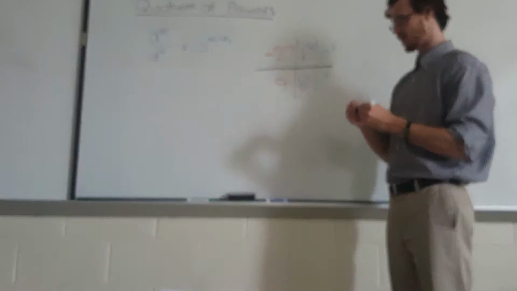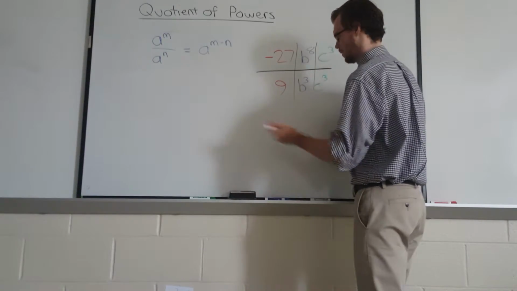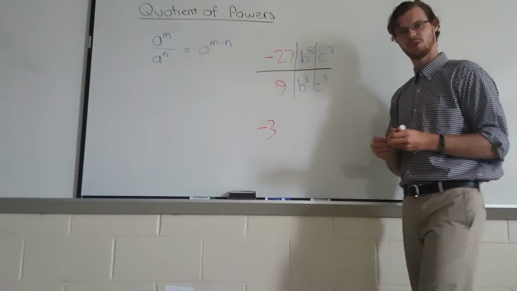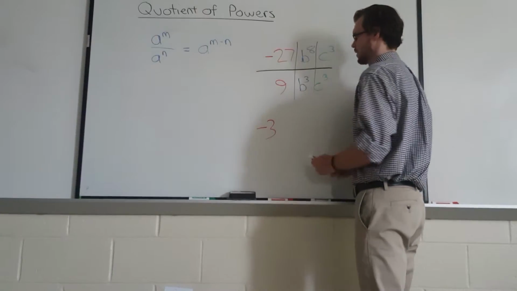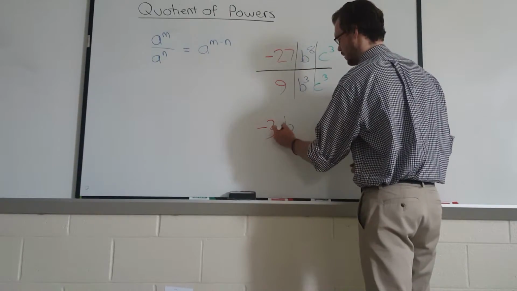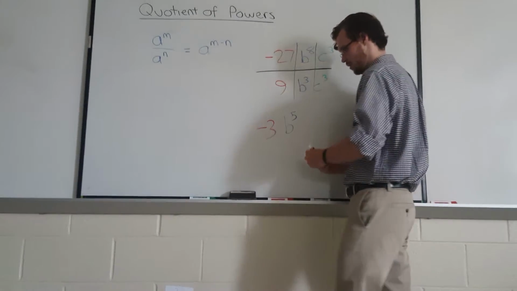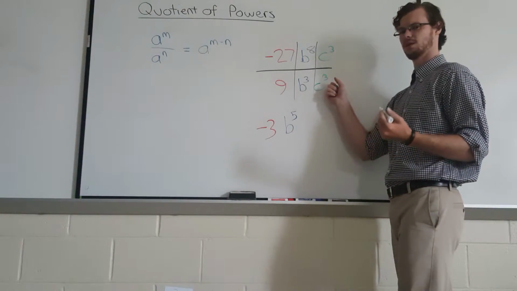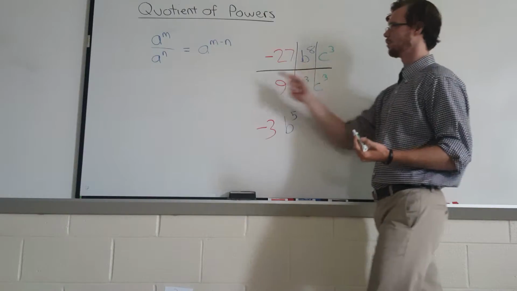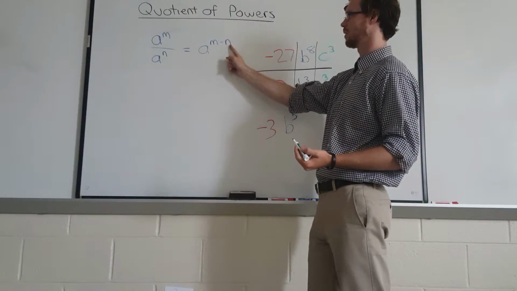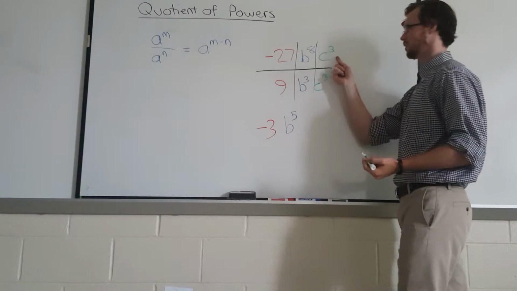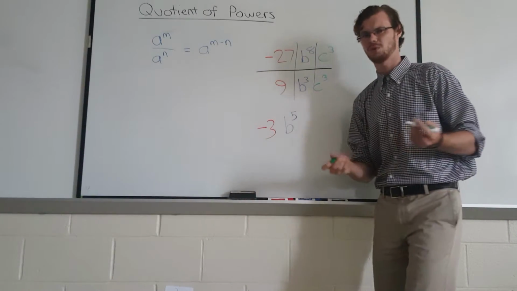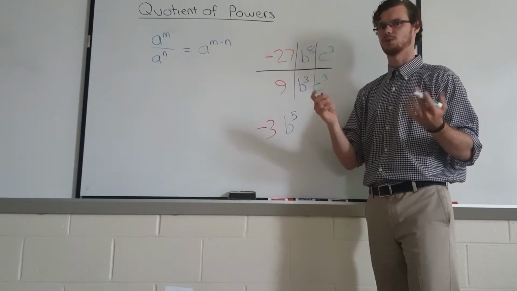Negative 27 divided by 9 gives me a whopping negative 3. B to the 8th over b to the 3rd. Subtract those exponents there. That's b to the 5th. And finally, c to the 3rd over c to the 3rd. That's a little weird. If I do my rule, 3 minus 3, that's going to be c to the 0th power. But do you guys remember that rule you learned way back, like 2 minutes ago?